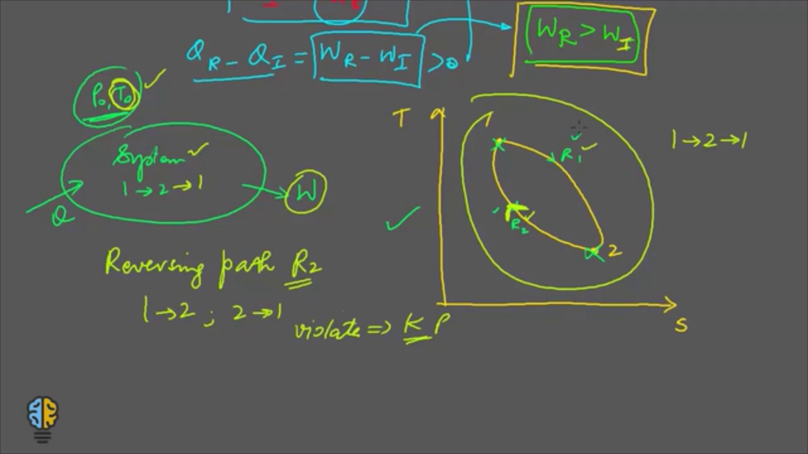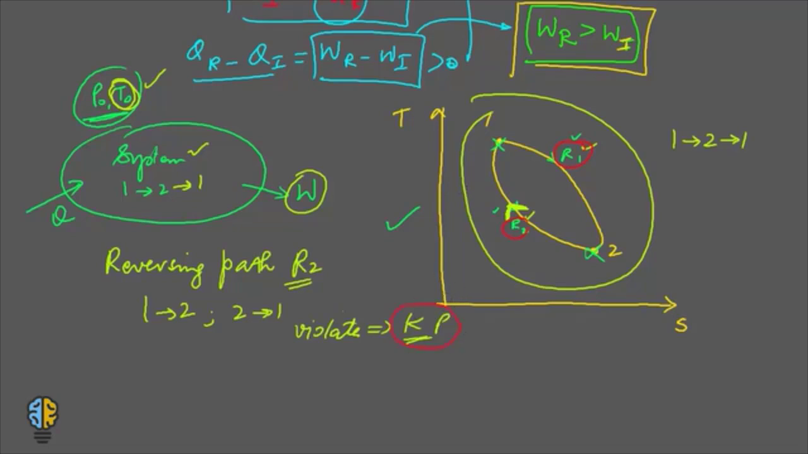So this means the two reversible processes, R1 and R2, must coincide and produce equal amounts of work. This is very, very important. Initially we said that we have two reversible paths, R1 and R2, but they cannot be two different paths. They have to be the same path, because otherwise it violates the KP statement.